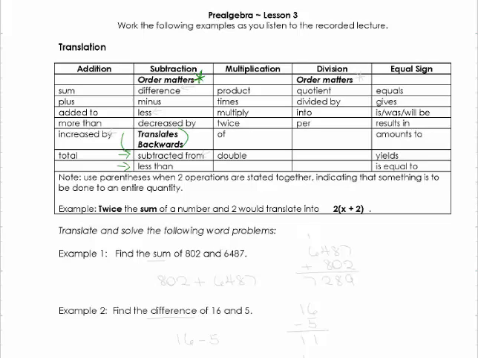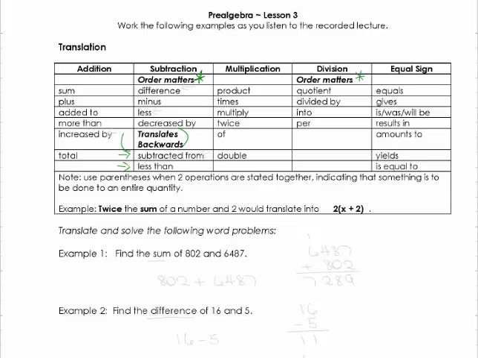For multiplication, the words that you should become familiar with are product, times, multiply, twice, of, and double. Of course, triple would be another one. And division, once again, order does matter. Order matters in division, but we have no division terms that cause us to translate backwards. The only ones that we have to worry about for translating backwards are in subtraction. For division, we would see quotient, divided by, into, or per. And of course, if they want you to put an equal sign, they may say equals, gives, is, was, will be, results in, amounts to, yields, or is equal to.